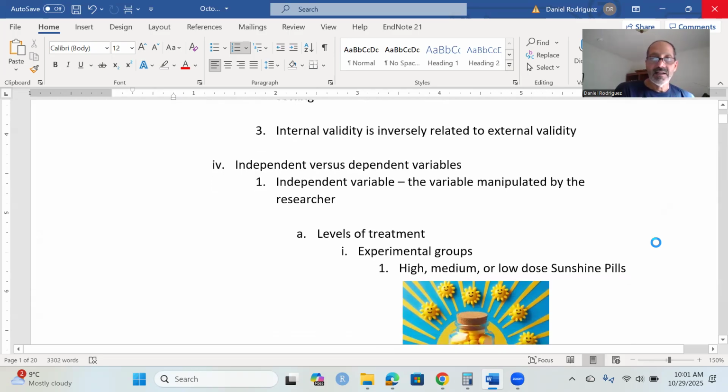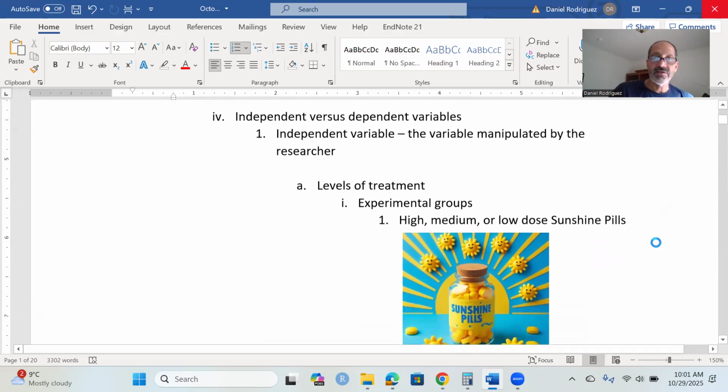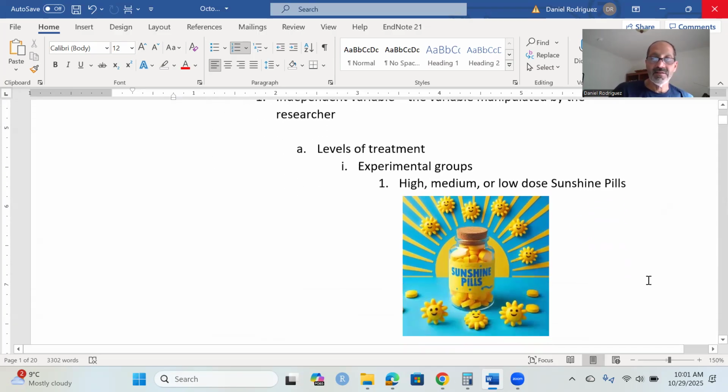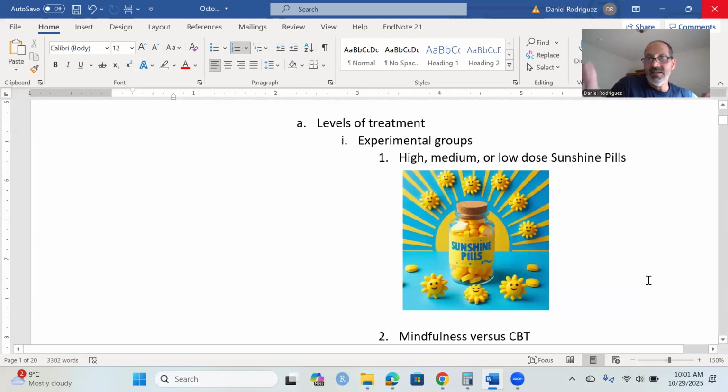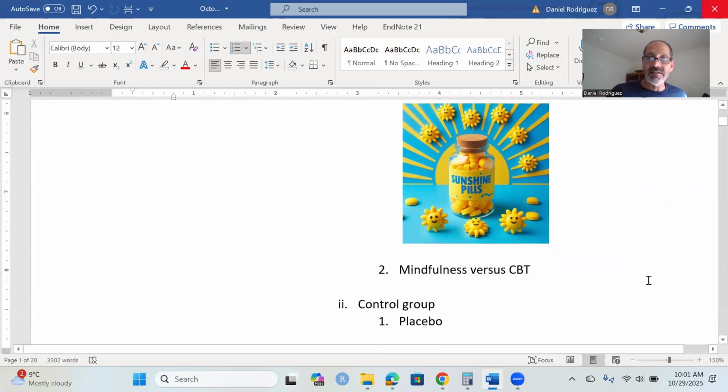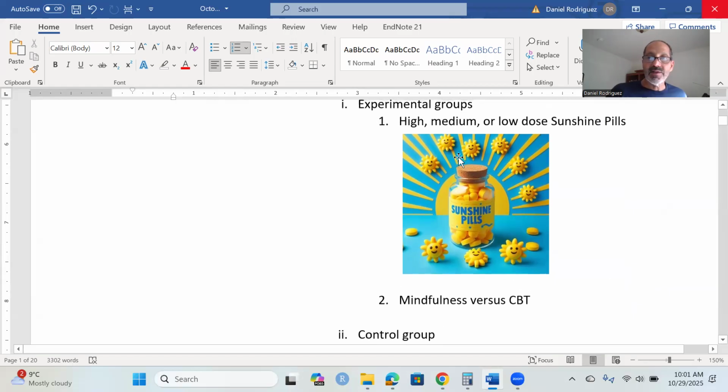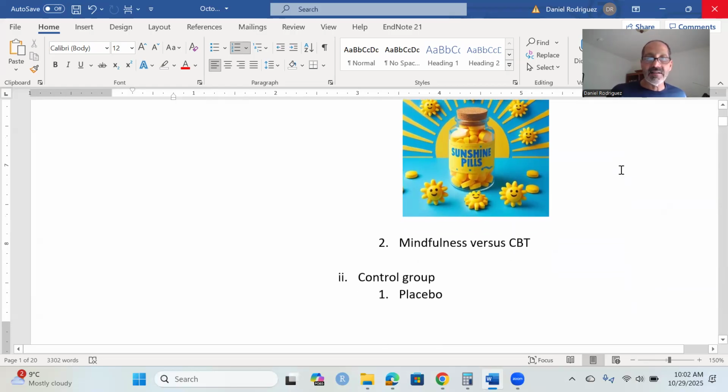Just to remind everybody what these are in case you don't know, or if you do know and you haven't seen it in a while, an independent variable is the variable that's manipulated by the researcher. Here's an example, my famous sunshine pills. So we have an experimental group receiving high, medium, or low dose sunshine pills. So those would be three different levels of the treatment. And of course, we'd have a placebo as well. And we'll talk about that in a second.